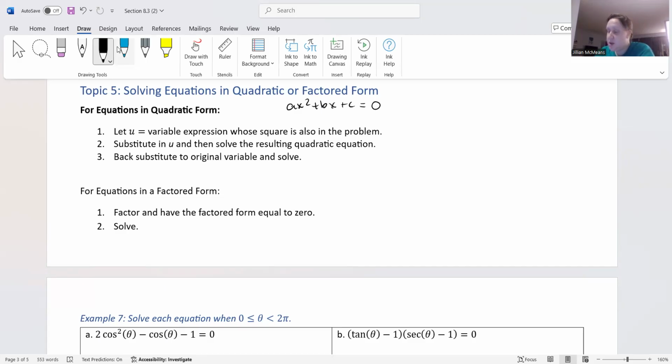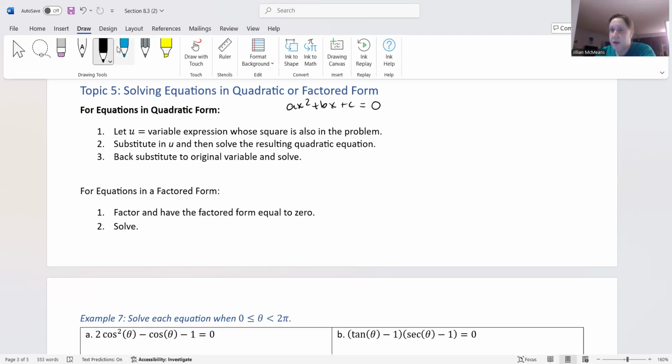So what we do is we let u equal the variable expression whose square is also in the problem. We substitute in u and then solve the resulting equation, which is going to be a quadratic, and then you do back substitution to basically get your actual solutions, okay?